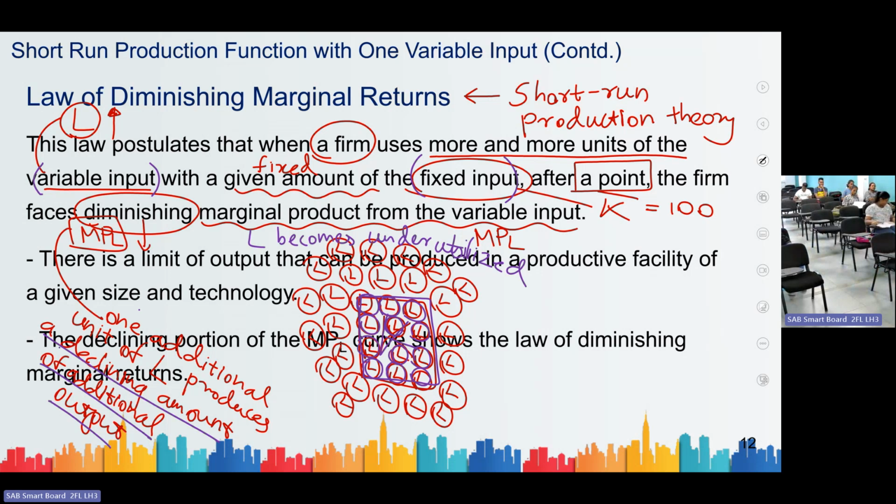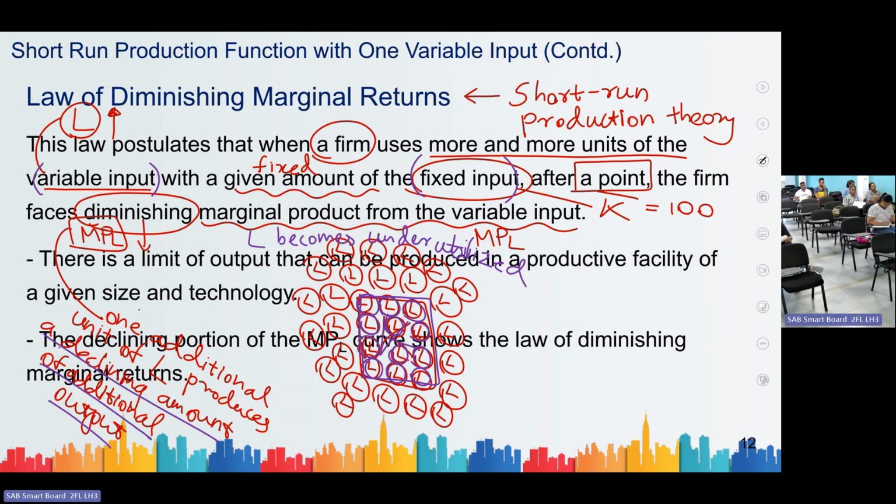So to generalize this concept, I'm saying that when a firm is increasing its variable input with a given amount of fixed input, there is one particular point after which the marginal product of the variable input starts to decline.